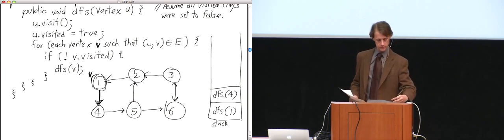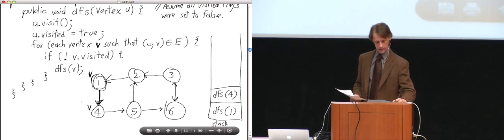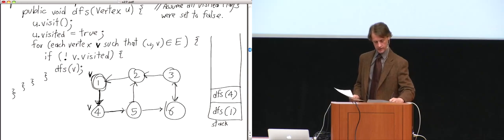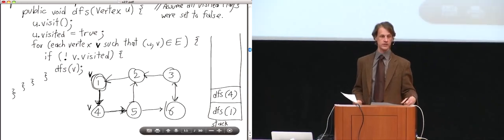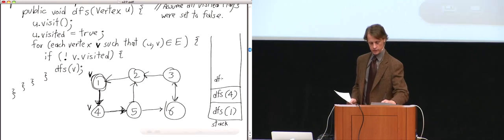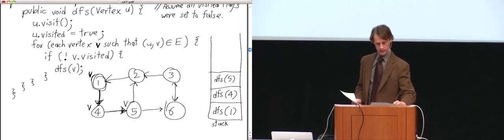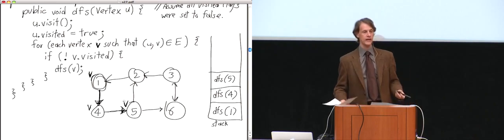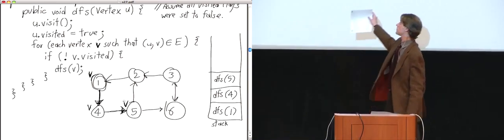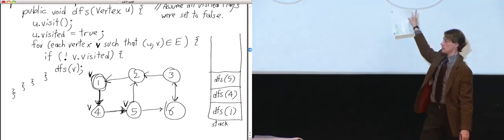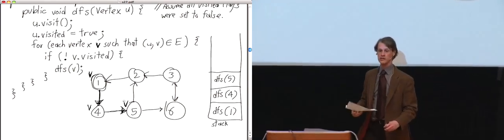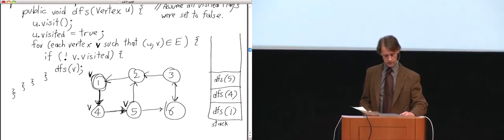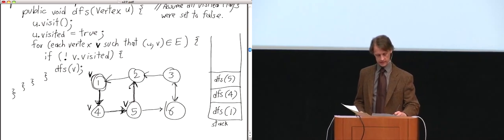and then I'm going to visit 4, and then I'm going to look at all of the edges going out of 4, and there's only one. It goes to 5. So I call depth first search recursively on 5. I mark 5 as being visited. I look at all the edges going out of 5, and there's 2 of them. There's one that goes up to 2. There's one that comes over to 6. So I'm going to visit those in whatever order they're in the adjacency list. So let's suppose 2 comes first.